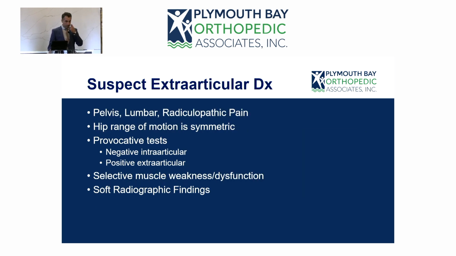And on the other end, if it's extra-articular, there would be either a pelvic or lumbar or radiculopathic type of pain. The hip range of motion would be symmetric. There would be selective muscle weakness and dysfunction. It wouldn't be a global type of issue. And the radiographic findings would not be pointing towards this being an intra-articular issue.